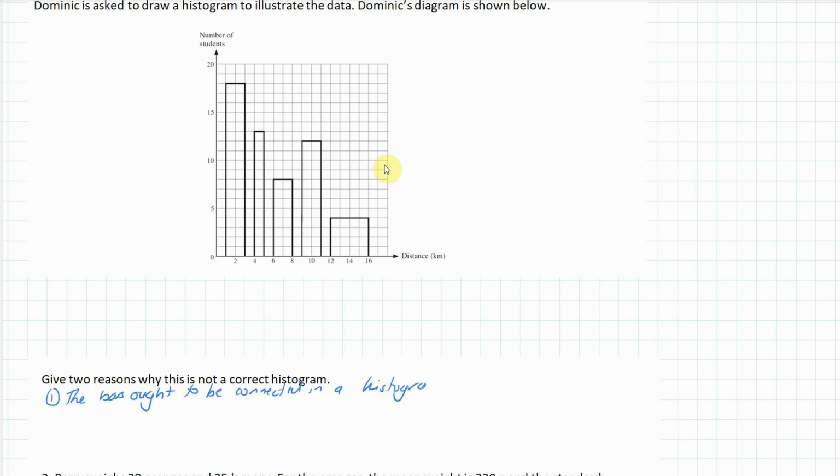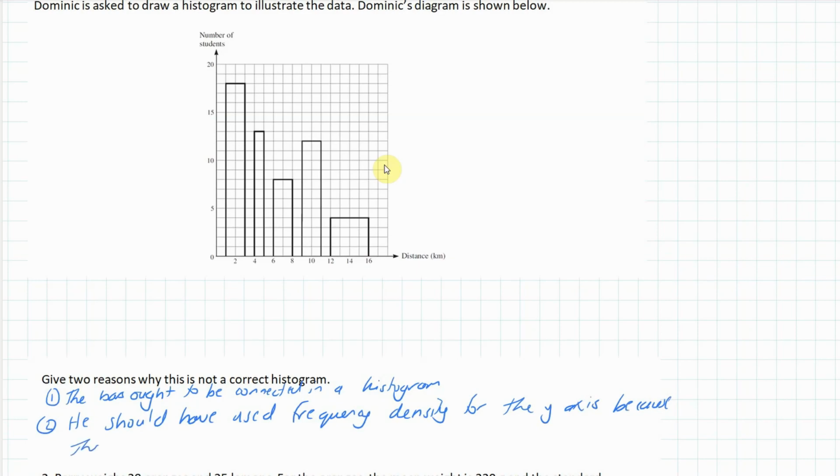And the second issue is that he should have used frequency density for the y-axis because the class widths are different. So he should have used frequency density for the y-axis because the class widths are different. Okay, so that's the first question. Nice and easy.